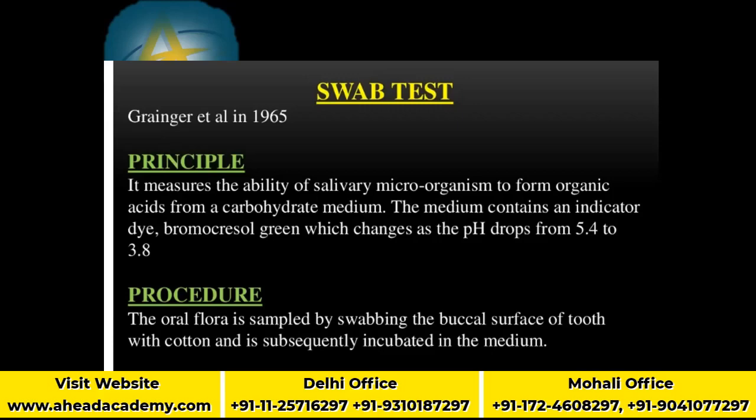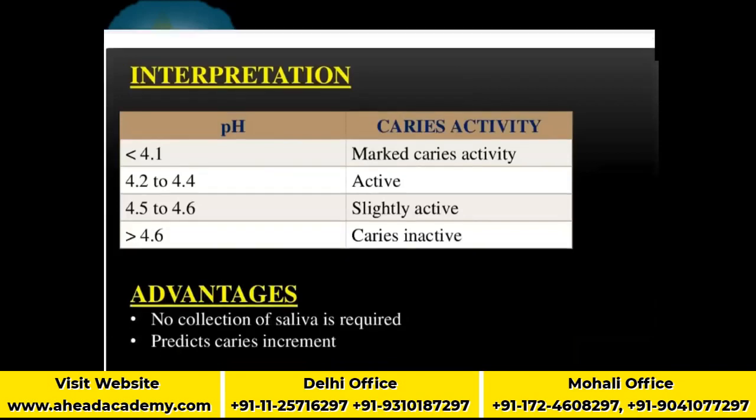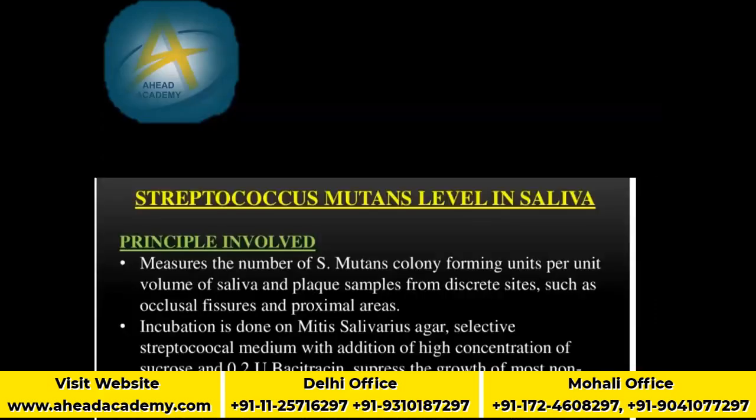Subsequently, this cotton swab, which is taken from a particular tooth surface, like the buccal surface of the tooth, is incubated in the medium. The interpretation of the pH drop helps us to determine the caries activity. If the pH drops below 4.5, then it marks caries activity in this case.